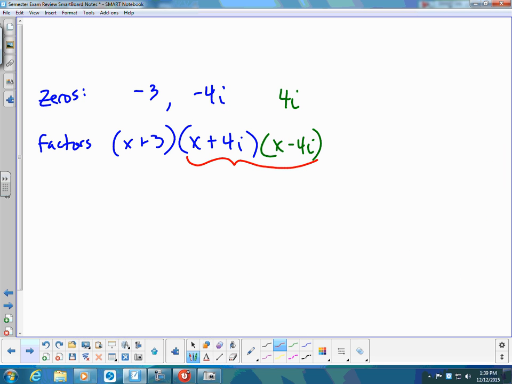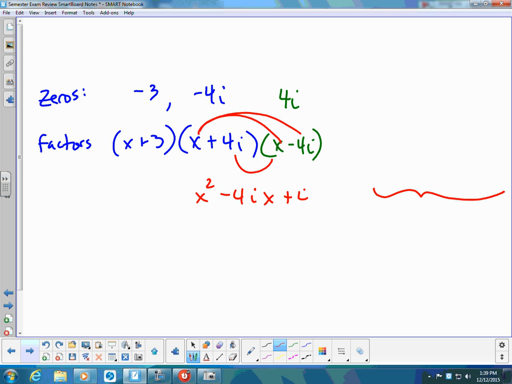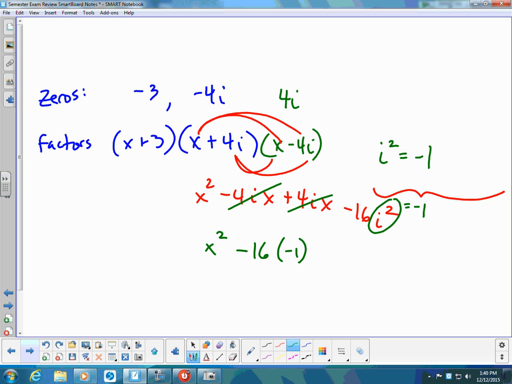Okay. So if I am going to multiply these together, I'm going to do FOIL. So this is x squared. This is a minus 4ix. This is a plus 4ix. And this is a minus 16i squared. These subtract off because a negative 4ix and a positive 4ix add up to 0. This i squared here is equal to negative 1. Remember, i squared equals negative 1. So I get x squared minus 16 times a negative 1. That's x squared plus 16.